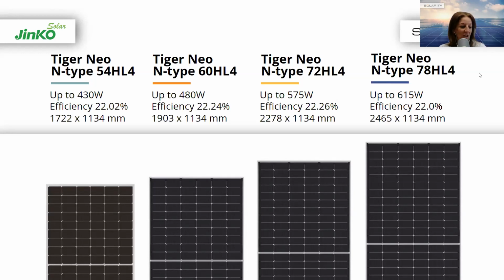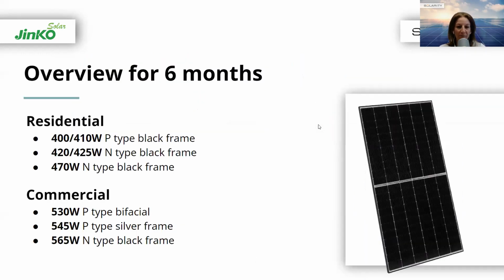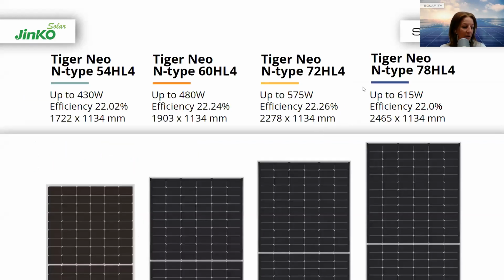Let's go to Jinko. We talk about the warranty. As you can see here, for all the models, they use a 30-year linear power warranty and a 12 or 15-year product warranty. It depends on whether it's for residential or commercial projects. As we mentioned in the beginning, since the new year we use mostly N-type, but in our stock you could also see some P-type models.